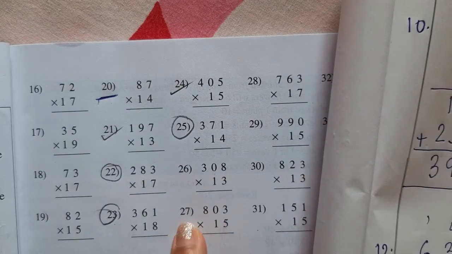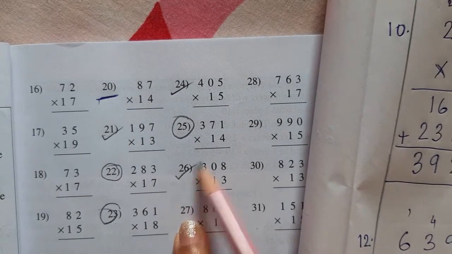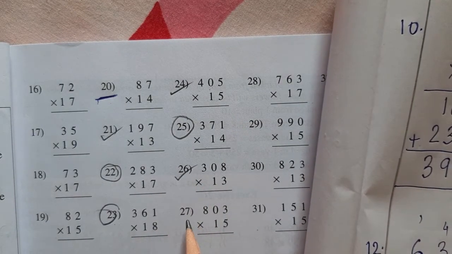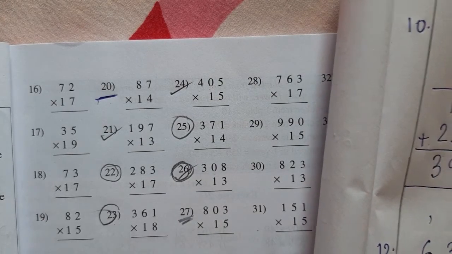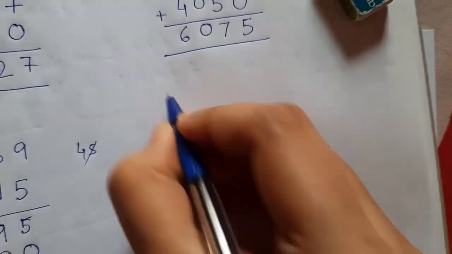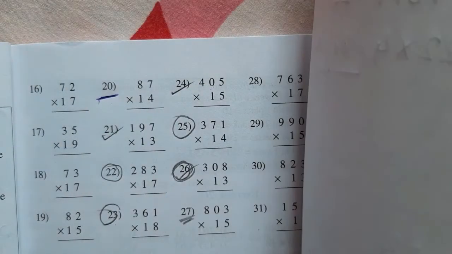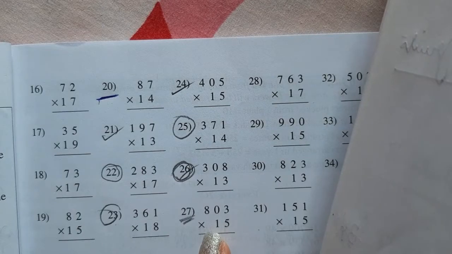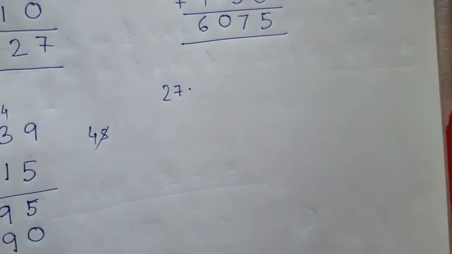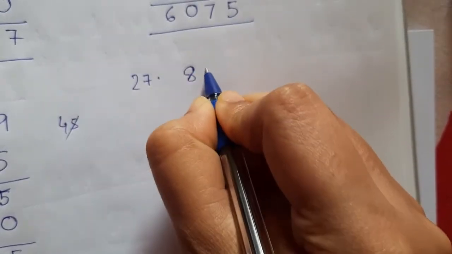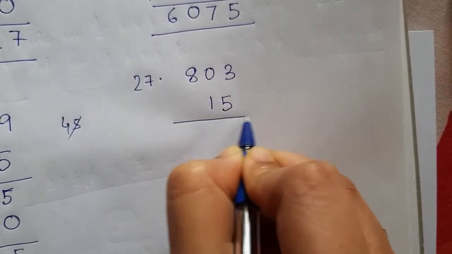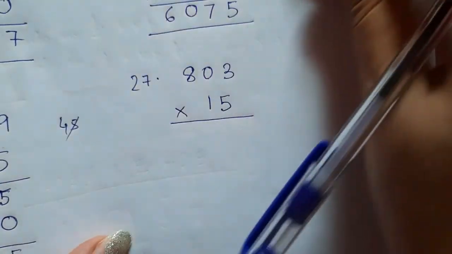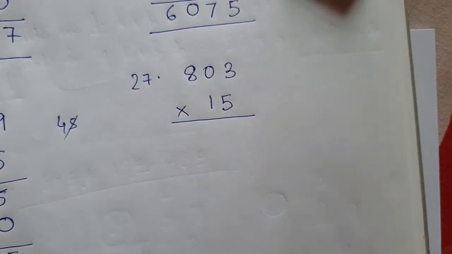Okay, let me do one more. You do 26 on your own. Let me do 27. Now question number 27. What is question number 27? 803 multiplied by 15. Let's see, solve.